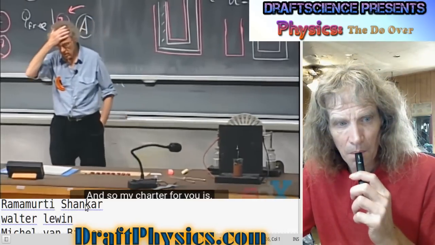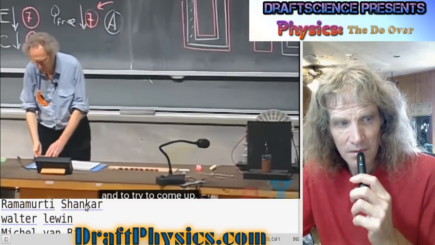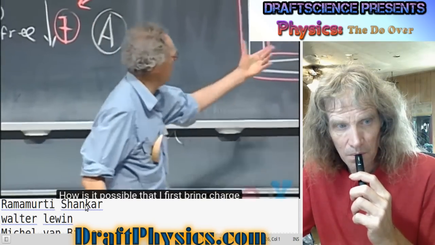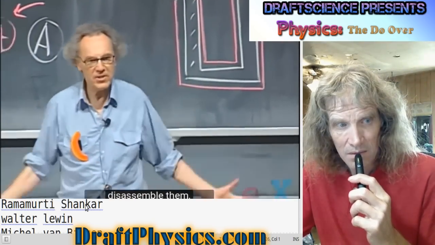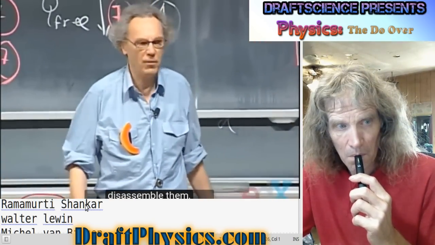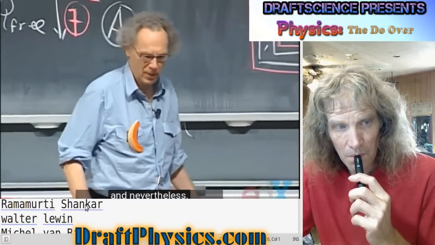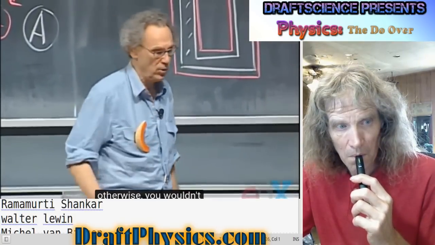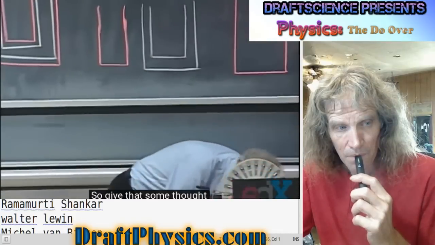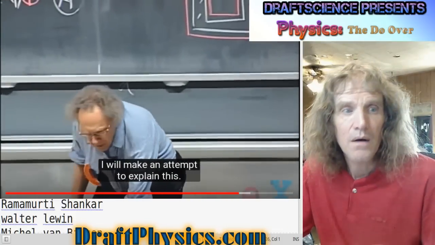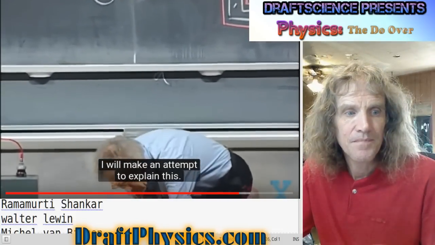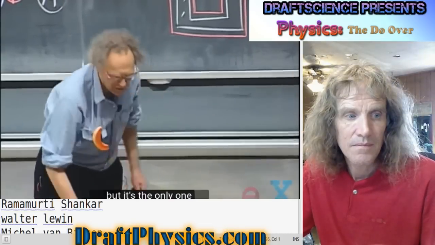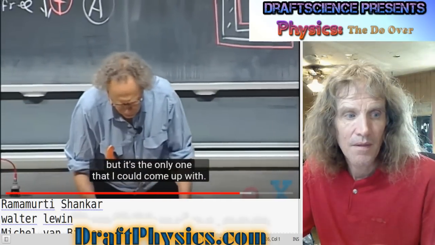And so my charter for you is to also have a few sleepless nights and to try to come up with why this is happening. How is it possible that I first bring charge on these two plates, disassemble them, totally take all the charge off, and nevertheless when I assemble them again, there's a huge potential difference between the two plates, otherwise you wouldn't have seen the spark. So give that some thought, and later in the course I will make an attempt to explain this. At least that's the explanation that I came up with. It may not be the best one, but that's the only one I could come up with.